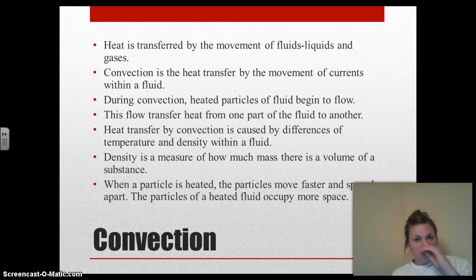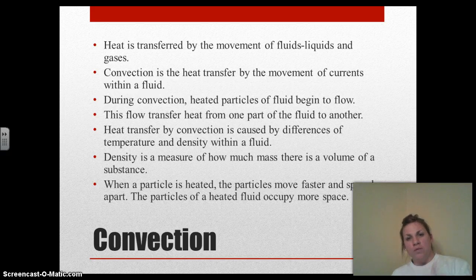So, convection. This is when heat is transferred by the movement of fluids, okay? So we're dealing with fluids and gases. Convection is the heat transfer by the movement of currents in a fluid. This is important. So, you have air particles moving around, heating things up, okay? During convection, heated particles of the fluid begin to flow. So this would be your soup. Your soup is moving around these particles.